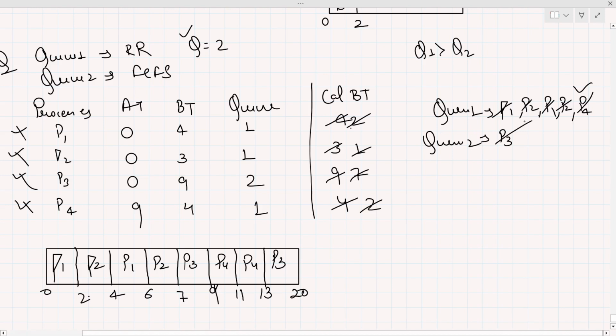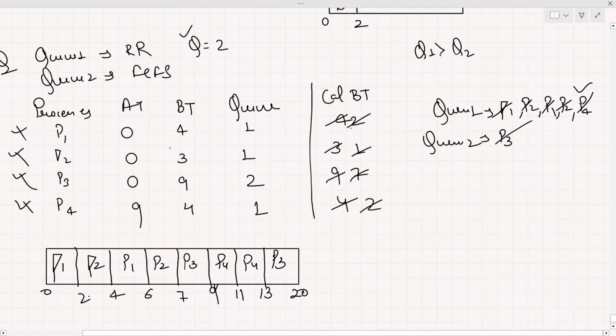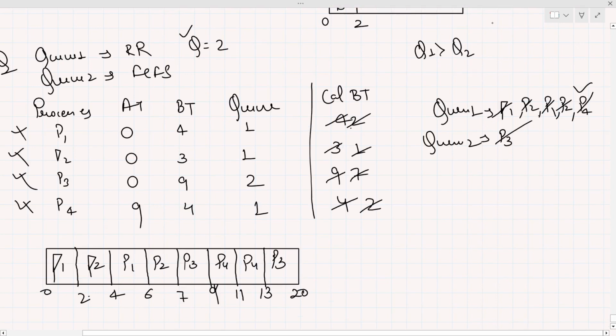So this is how a multi-level queue scheduling question is solved. Okay, in this question we have 2 queues; in some questions 3 queues are also there. So you have to be very careful while solving this type of question. You are solving this question with a priority rule. Whichever queue has higher priority, you select processes from that queue first, and then the lower priority processes.